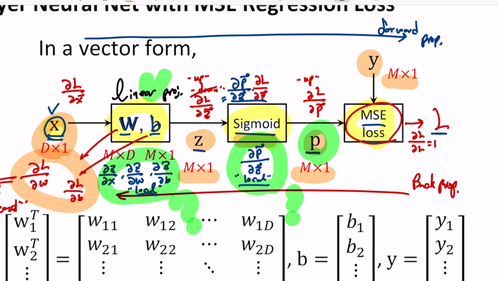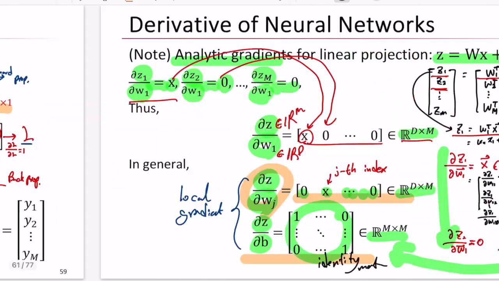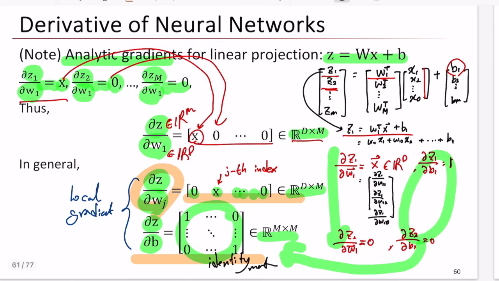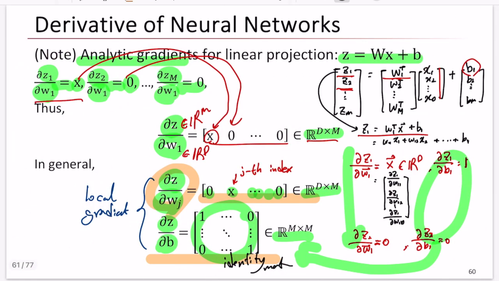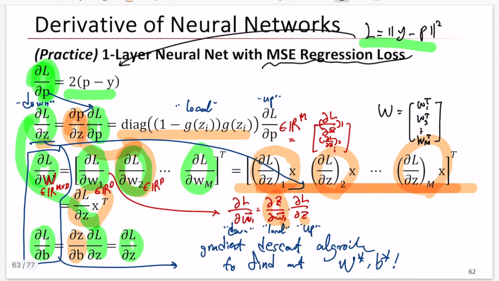그래서 쭉쭉쭉 백프로파게이션 하면 되는데, 문제는 로컬 그레디언트를 알아야 된다는 거예요. 그래서 리니어 프로젝션과 시그모이드 펑션의 로컬 그레디언트를 애널리틱하게 찾아놓는 거예요. 이걸 가지고 위에서부터 쭉 백프로파게이션 한 거죠. 그래서 W와 b를 옵티마이즈 하려면 로스 그레디언트를 알아야 했으니, 이걸 가지고 그레디언트 디센트까지 하면 W 스타와 b 스타를 찾을 수 있다는 거예요.